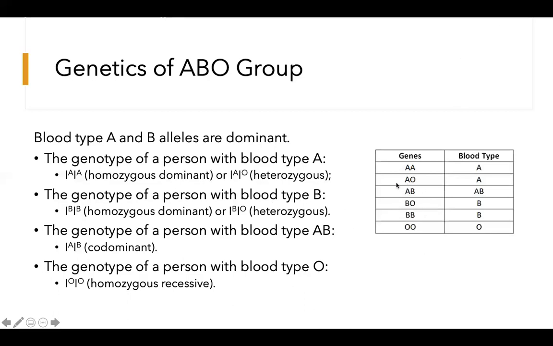So you look at this table over here. This is just summarizing. This is in your notes as well, in the PDF or Word document if you downloaded those. If your genes are AA, you are blood type A. If your genes are AO, you are blood type A. If your genes are AB, you are blood type AB. If your genes are BO, you are blood type B. BB, you are blood type B. The only way you can have blood type O is if you are homozygous recessive, you have both alleles for O.